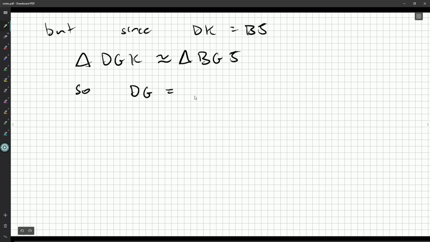So DG is equal to BG because they are the hypotenuses. And there we go. That's what we wanted to show because therefore G is the midpoint.